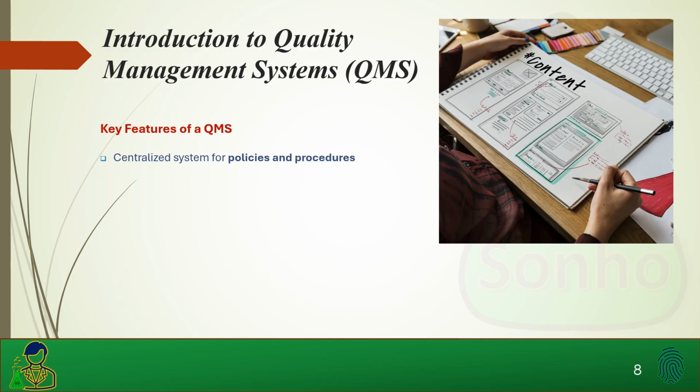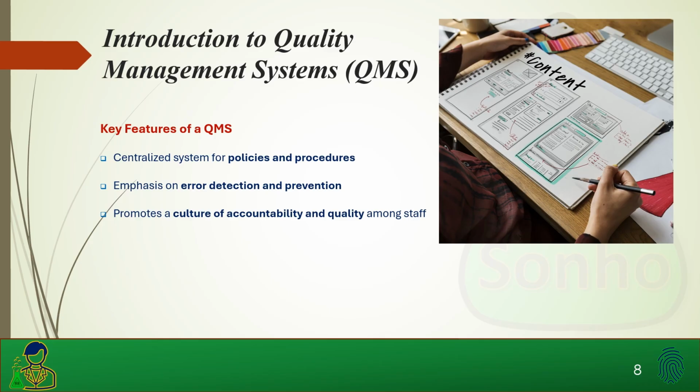Key features of a QMS include centralized system for policies and procedures, emphasis on error detection and prevention, and promotes a culture of accountability and quality among staff. A quality management system is essential for efficient lab operations and regulatory compliance. It standardizes workflow, ensures accountability, and promotes continuous improvement, as well as minimizing risk for noncompliance. By integrating processes and fostering consistency, QMS enhances reliability, efficiency, and overall quality in laboratory practices.